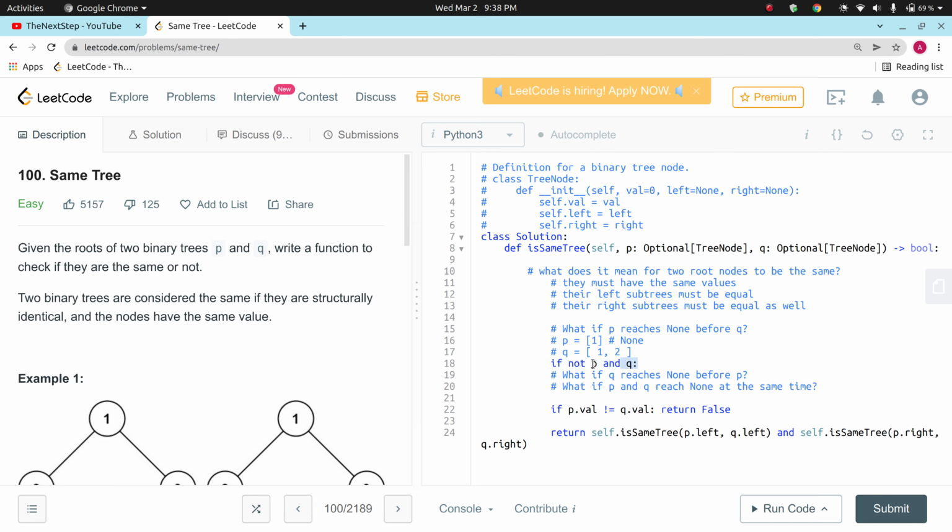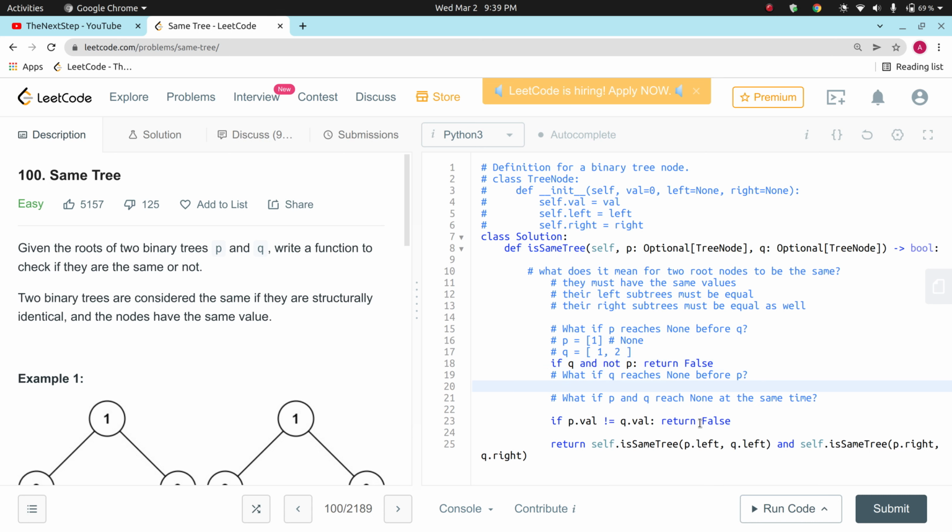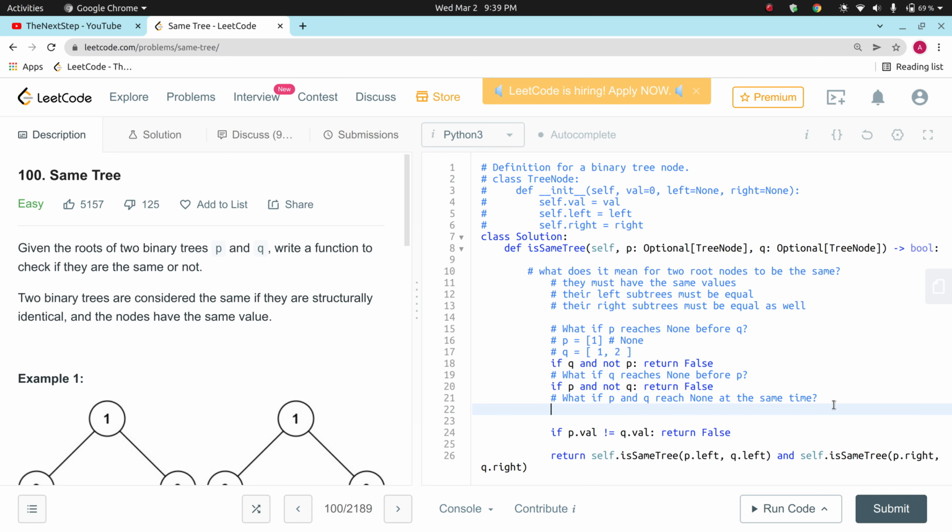So if P does reach none before Q, which means if not P and Q. If Q exists but not P, right? So to rephrase this, if Q and not P, I would return false. They're not the same trees. So the same logic applies here. If P exists but Q reaches none first, we will return false again because P still has something but Q doesn't.